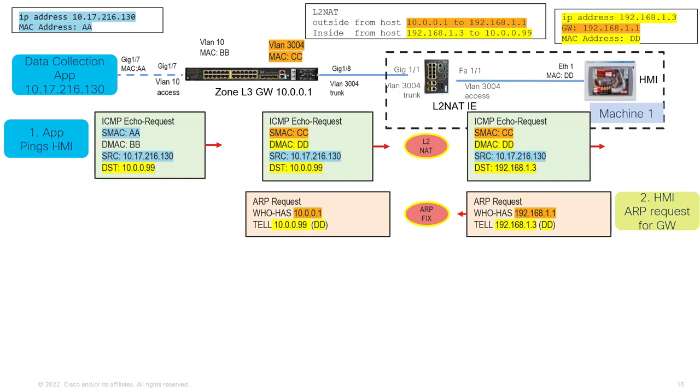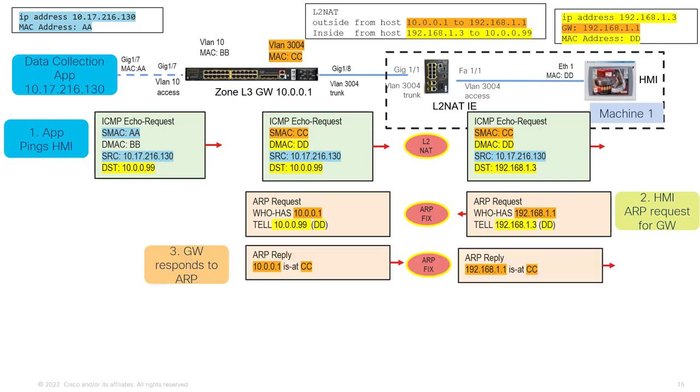Now, what do you do if you don't have the MAC address for your gateway? Because it has to respond to an IP address, 10.17.216.130, which is outside of its subnet. So it now needs to figure out how to put together its packet in order to respond. So it's going to ARP for its gateway. Now, the ARP request is going out, and its source is 192.168.1.3. And you'll notice that once it goes through the translation there, both IP addresses have been translated.